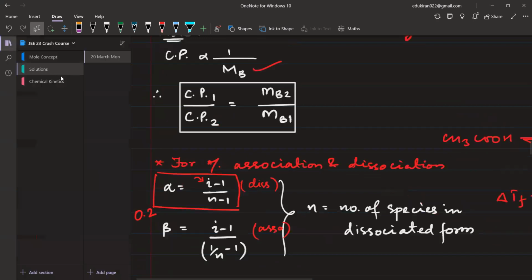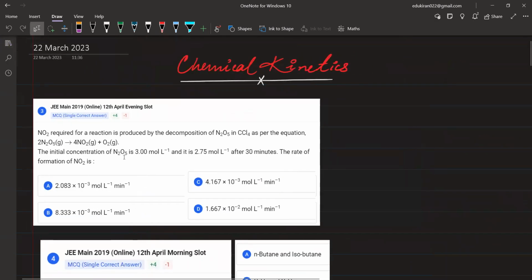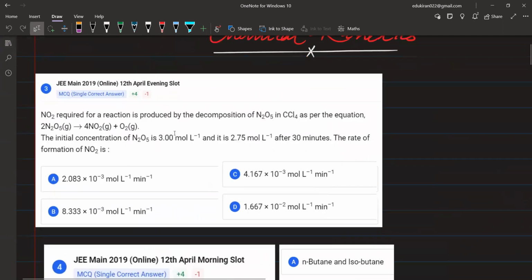Let us move on to today's class. Chemical kinetics, okay? See this question. NO2 required for a reaction is produced by decomposition of N2O5 and CCl4 as per the following equation. So we have this following equation. 2N2O5 gives 4NO2 and 1 molecule of O2. The initial concentration of N2O5 they have given.